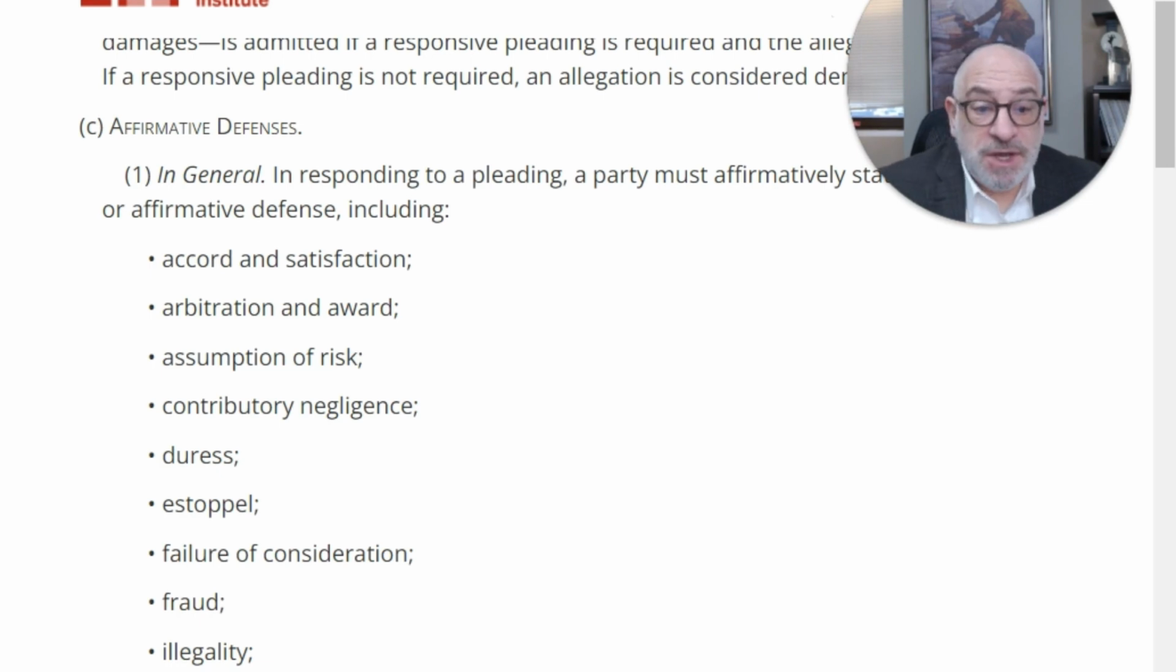Illegality. Yes, we did sign a contract, but it was a contract for prostitution. Prostitution is an illegal subject matter of a contract, and you can't make me pay you.